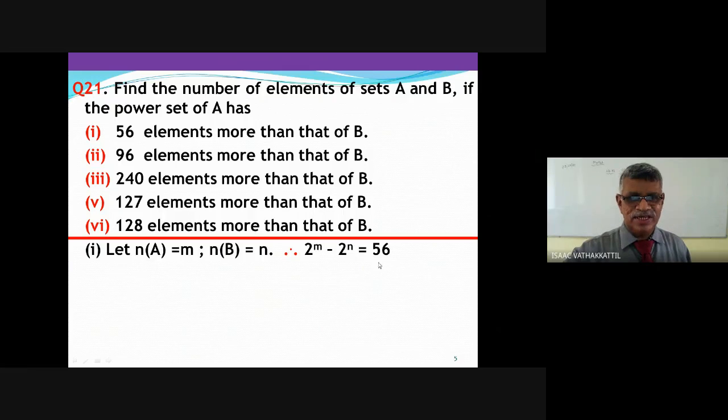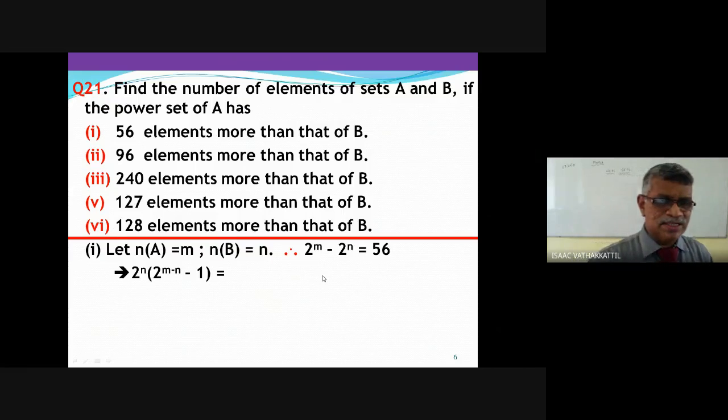How do you now factorize 2 raised to M minus 2 raised to N? I take 2 raised to N common. 2 raised to M into 2 raised to N is 2 raised to M plus N. Yesterday I was just reading M minus N and I had an error in speaking them. Okay? 2 raised to N taken common.